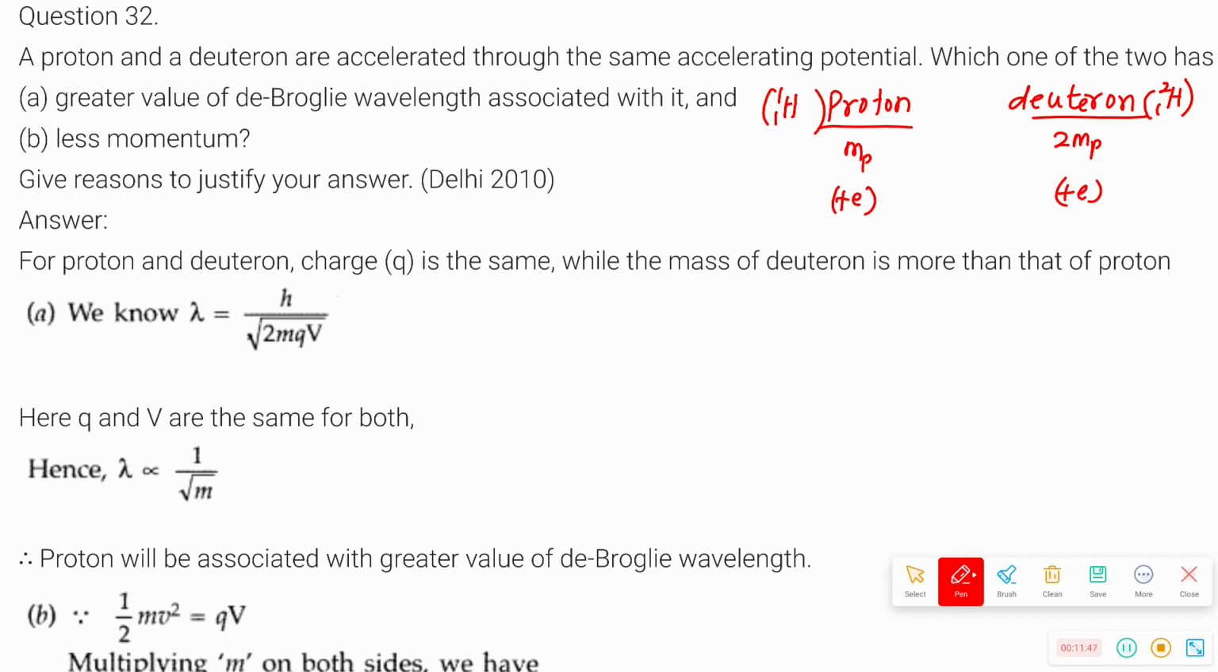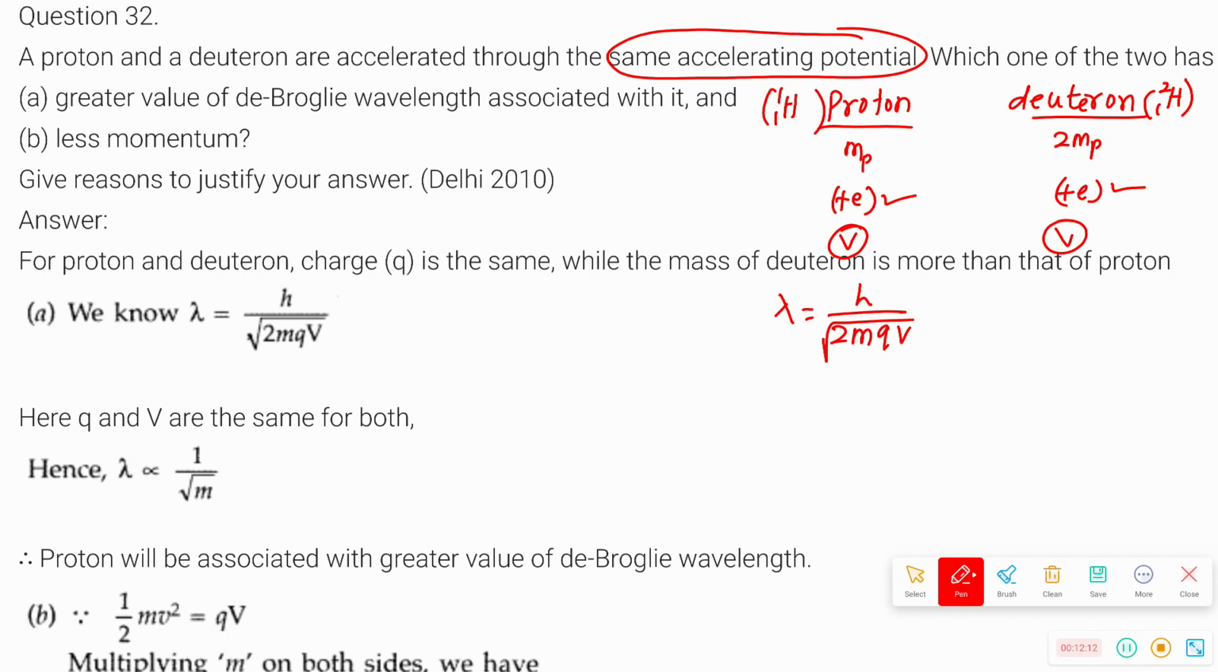Which is having greater value of de Broglie wavelength with the same accelerating potential? So the formula to check is lambda equal to h by root 2mqV. In this formula, it is inversely proportional to mass, charge and V. Both have the same charge and the same potential, the accelerating potential is also the same for both. So I can take lambda inversely proportional to root m.